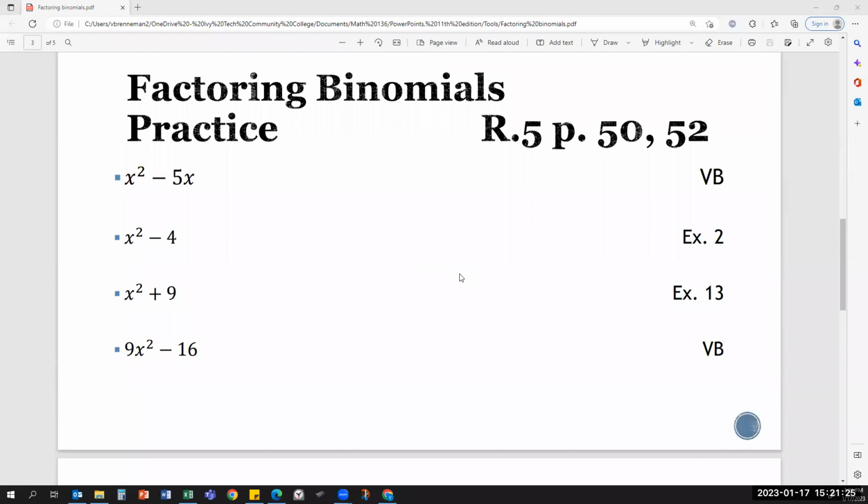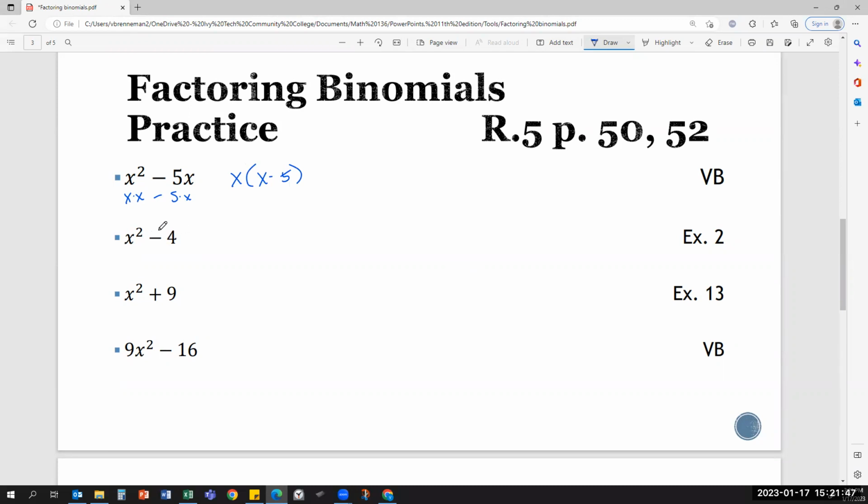So let's look at some examples. Factoring binomials: x squared minus 5x. So the first thing is just see if there's common factors, and there is here. They both have an x. So this is x times x minus 5 times x. We can factor out that x, and it's x times x minus 5.